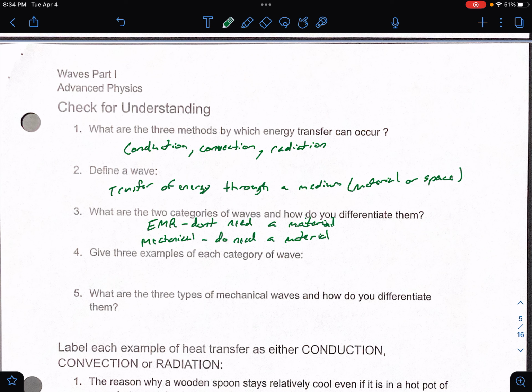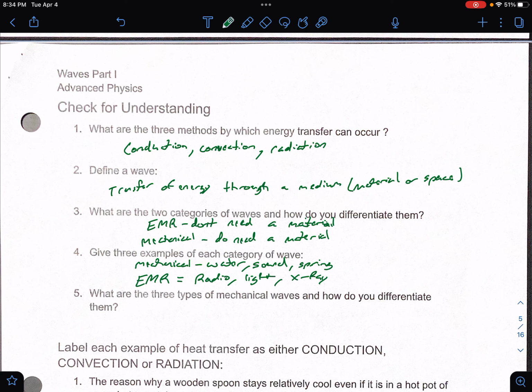Okay, number 4, give 3 examples of each category. Okay, so let's do mechanical. Okay, so mechanical would be something like a water wave, a sound wave, okay, or a spring. Okay, and then EMR would basically be anything on the EMR list that I told you on the last video. So that could be like radio, light, X-ray, okay, anything that does not need that medium.